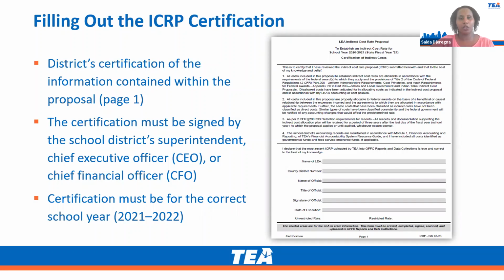The ICRP certification, on the other hand, is district certification of the information that is contained within the proposal. Like I mentioned, it is the first page of the ICRP. To accept and finalize your district rates, this certification of indirect costs must be completed, signed, and submitted back to TEA. The certification must be signed by the school district superintendent, chief executive officer, or chief financial officer. And certification must be for the correct school year, which is 2021, 2022 for the next cycle.